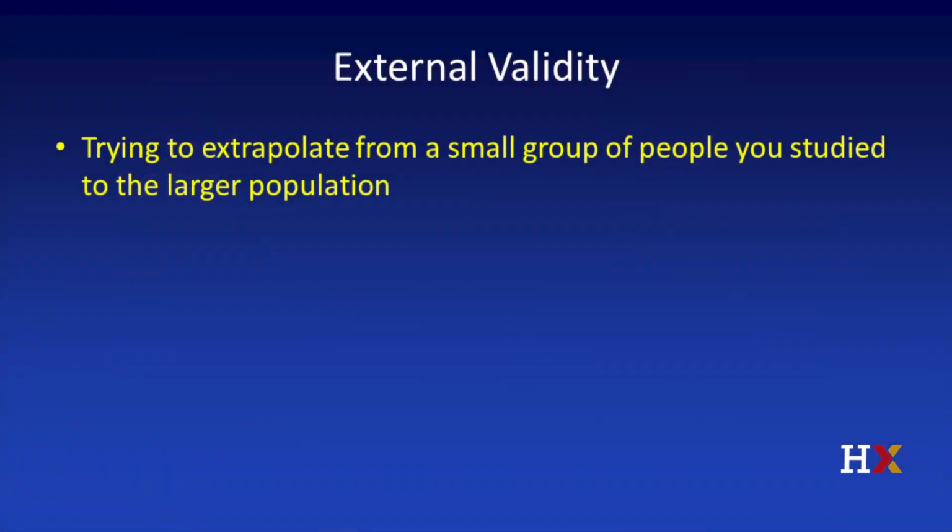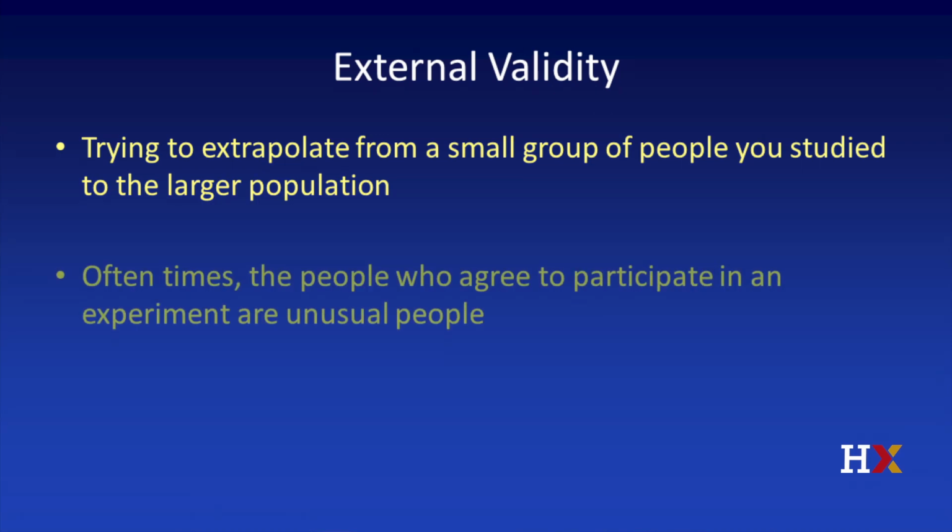Okay, so it seems like experiments are really great for finding out if something worked, because they have great internal validity. But then what are the problems with experiments? The biggest problem is external validity. External validity is trying to extrapolate from this small group of people that you studied to the larger population. And most experiments are done on small groups of people. And oftentimes these people who agree to participate in an experiment are unusual people. In medicine, they used to conduct a lot of the medical experiments on nurses because they were nice and available in the hospital, and they were very compliant.